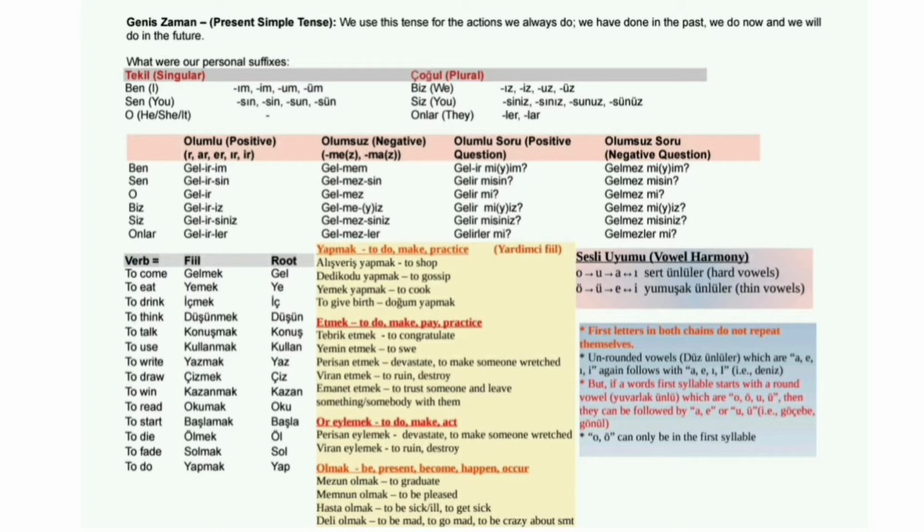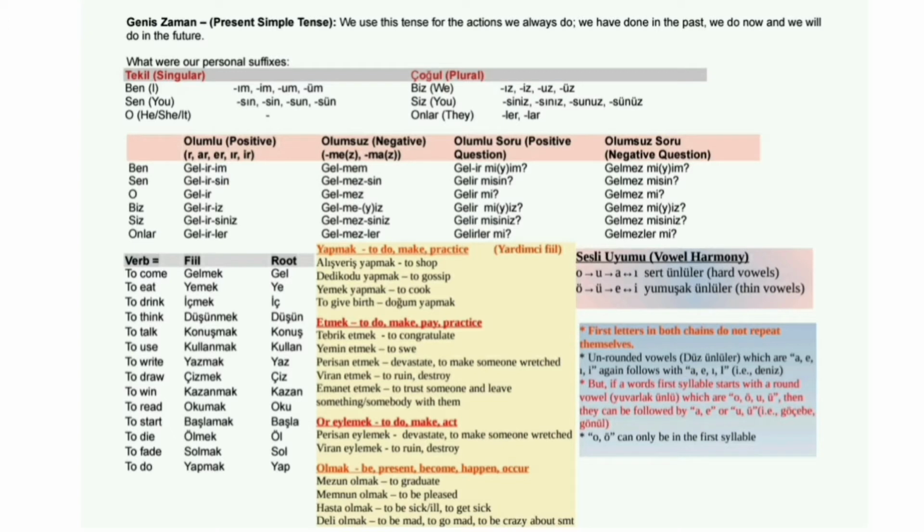So let's go to the plural ones. Biz: ız, iz, uz, üz. Siz: sınız, siniz, sunuz, sünüz. For onlar: ler, lar. These are our personal suffixes and this can change according to the vowel harmony, which is sesli uyumu in Turkish. So, you will understand with examples.